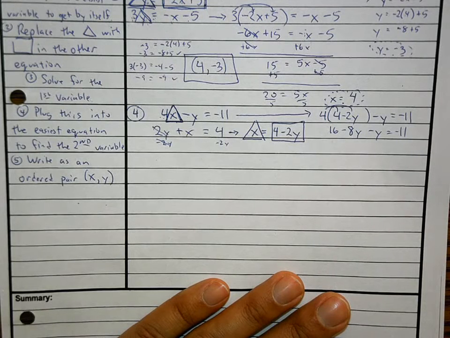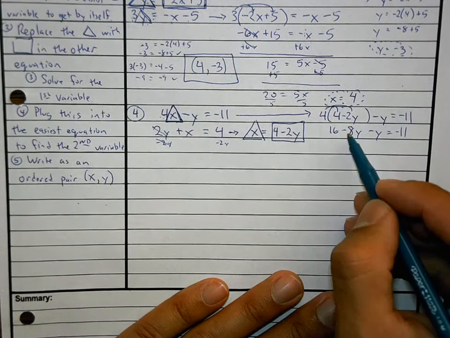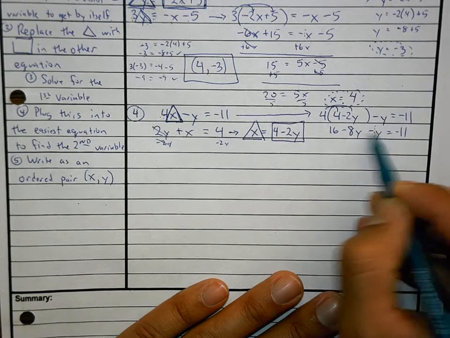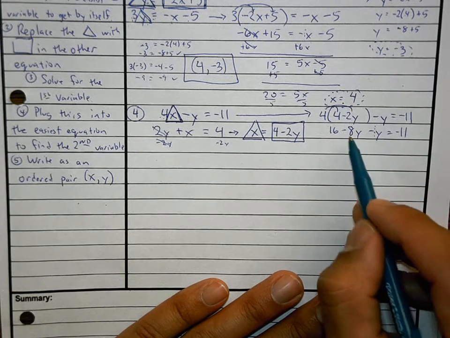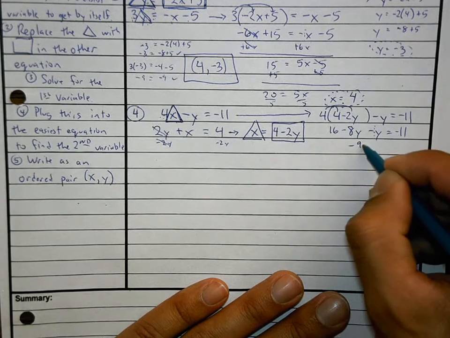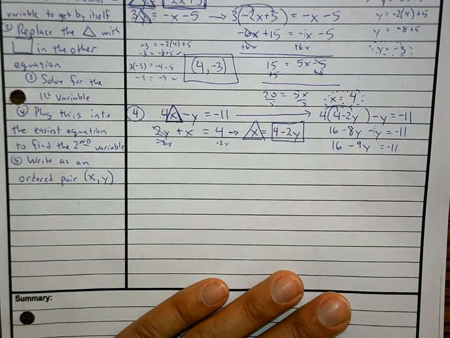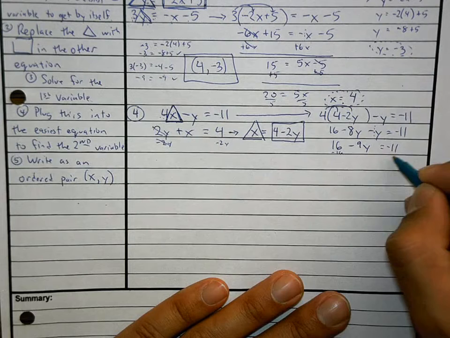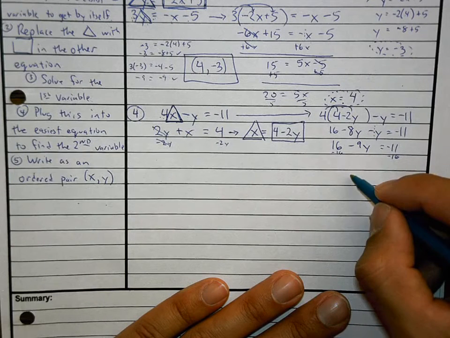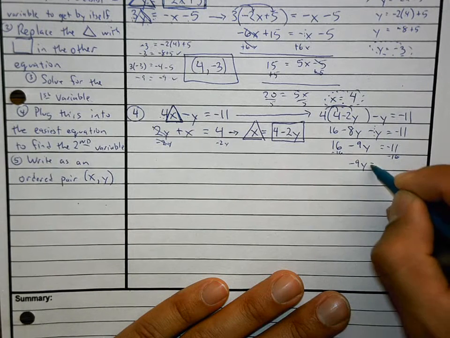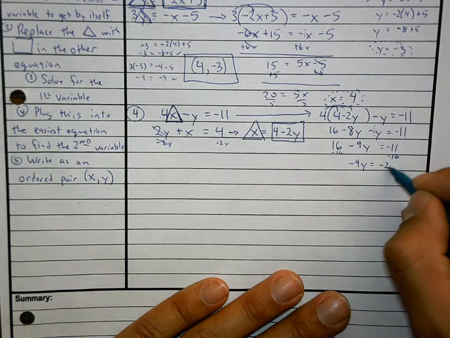16 minus 8y minus y equals negative 11. We can put these together. They're on the same side, so just put them together. Negative 8 minus 1 is negative 9y. I'm going to subtract 16. Subtract 16, and I get negative 9y equals negative 27.